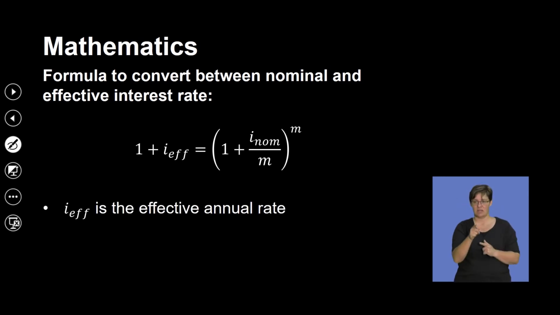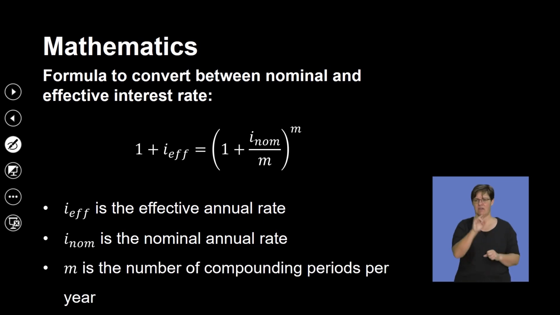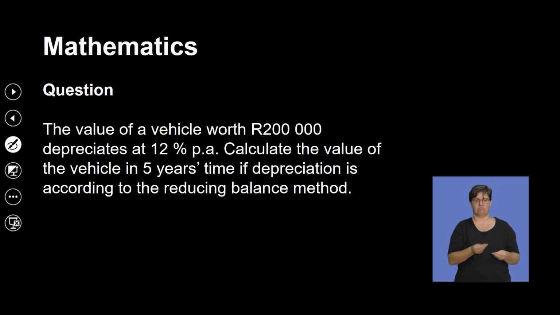And then our definition is: i effective is the effective annual, and then i nominal is the nominal, and then m is the compounding period. Now, let's just look at a few questions and see exactly what all of this ties up to.